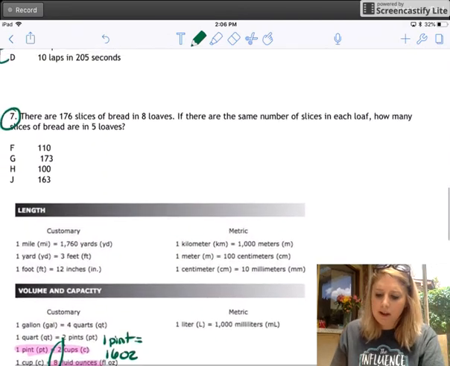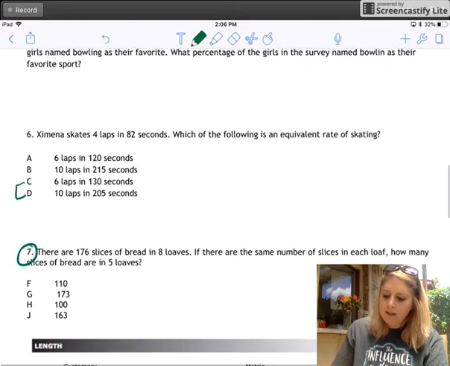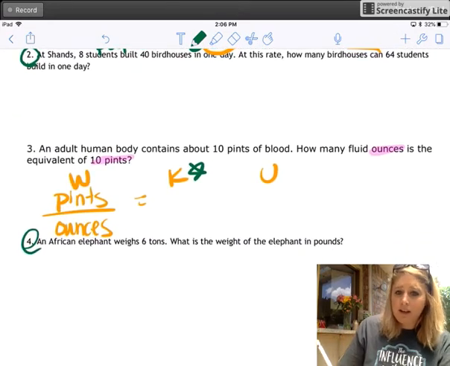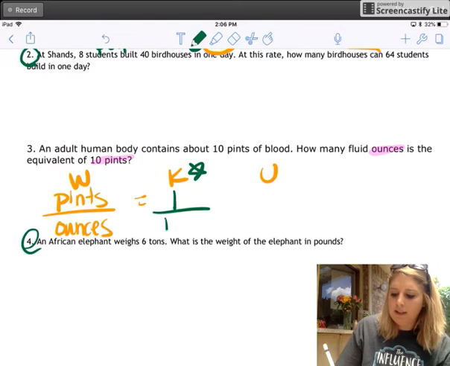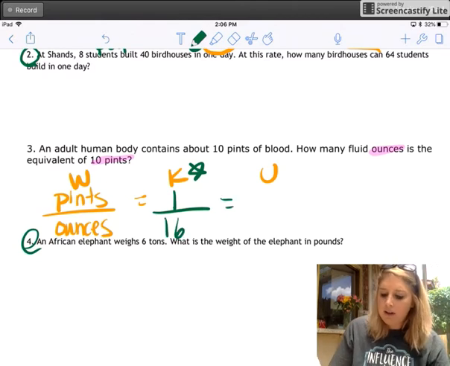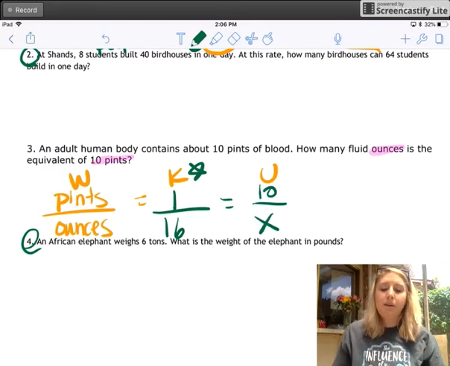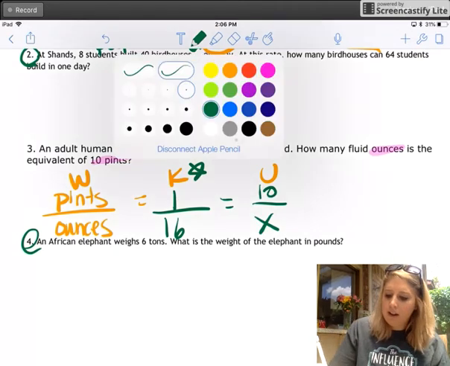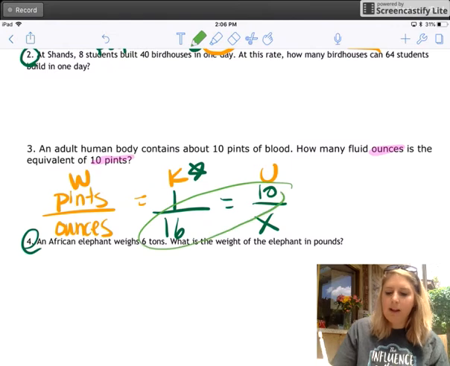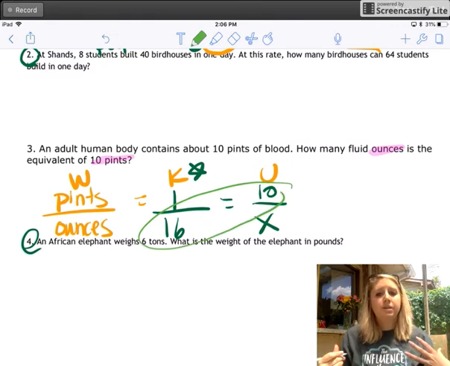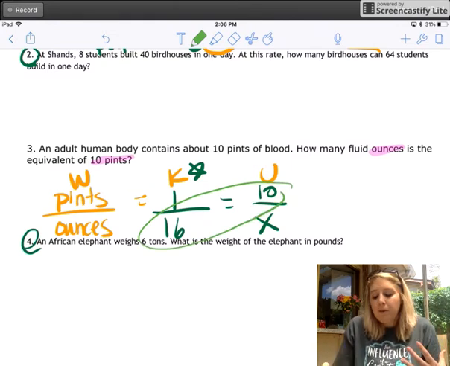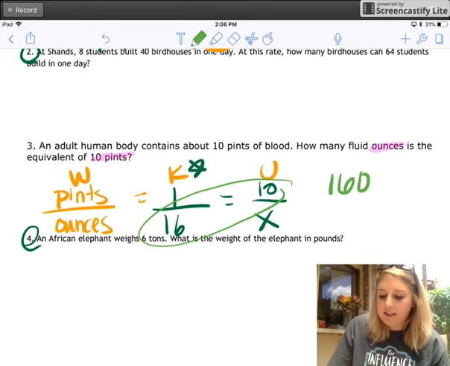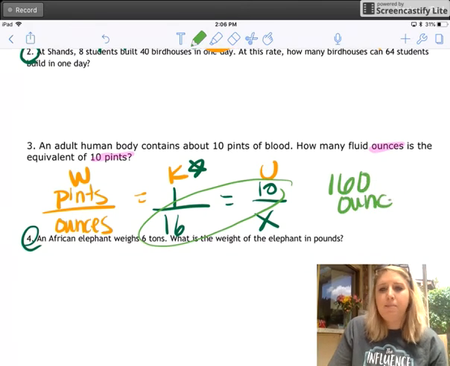So let's go back up. 1 pint we know is 16 ounces. So I can put that here with my WKU. 1 pint is 16 ounces. I want to know how many ounces would be in 10 pints. All right, all I have to do is cross multiply and then divide. So 16 times 10 is 160, divided by 1, still 160 ounces in 10 pints.